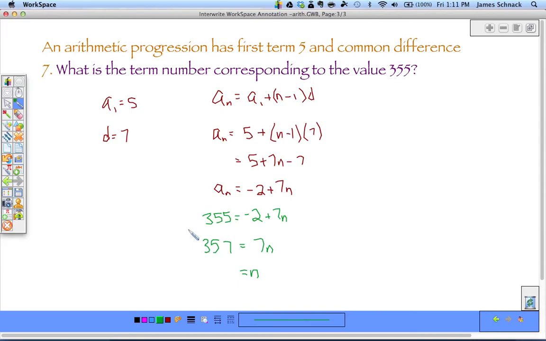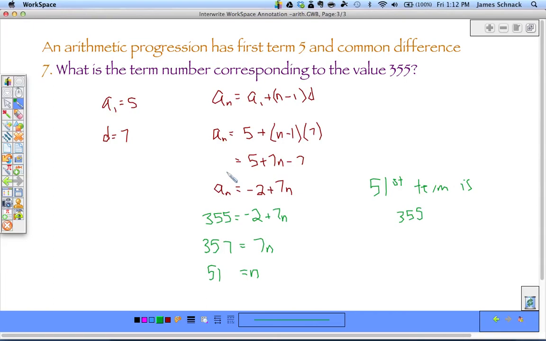And this tells me this is equal to 51. So the 51st term is 355. Don't believe me? Start with 5 and keep adding 7 51 times and you will get to this term. And there we go. But basic strategy for using sequences.